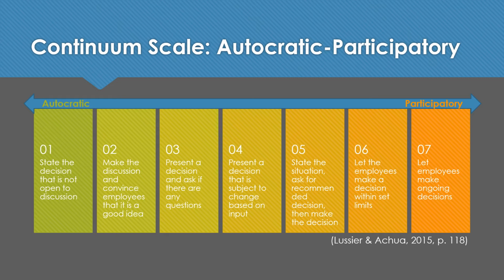Now moving into a more participatory leadership style on the continuum. Five, state the situation, ask for recommendations, then make the decision based on the recommendation from the employee. Six, let the employees make the decision within set limits. Seven, let employees make ongoing decisions. This shows how leadership actions work along the continuum from autocratic to participatory.